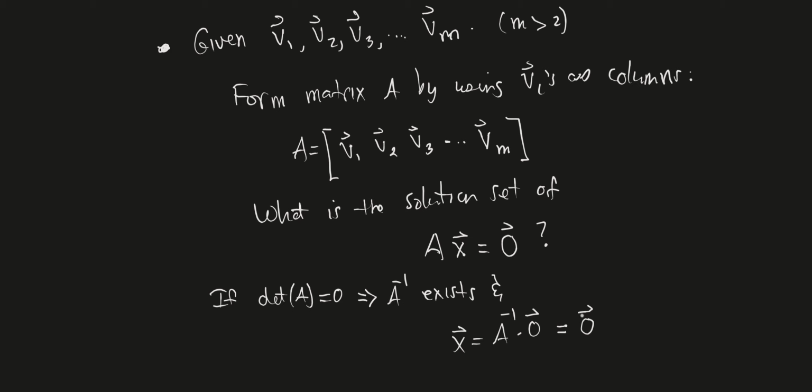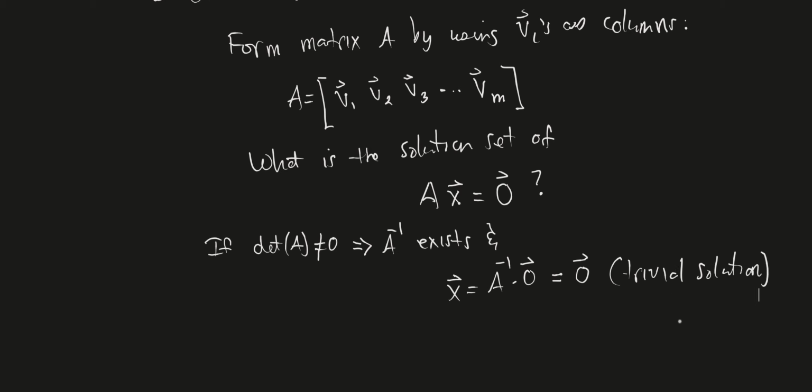So what this means is, if the determinant is not 0 and the matrix has an inverse, then the solution has to be the trivial solution. And that makes my vectors linearly independent, right? All right, so let's write that down.